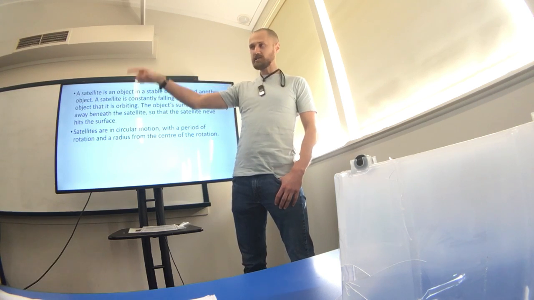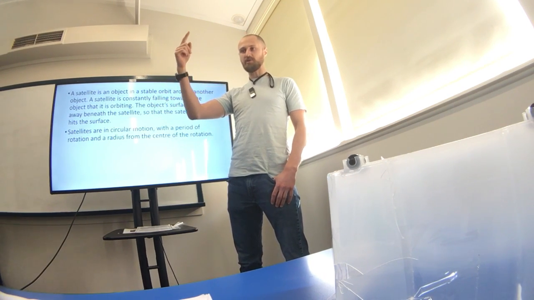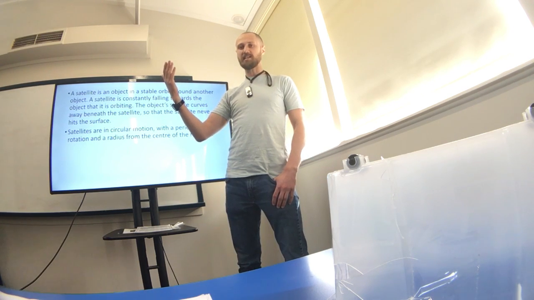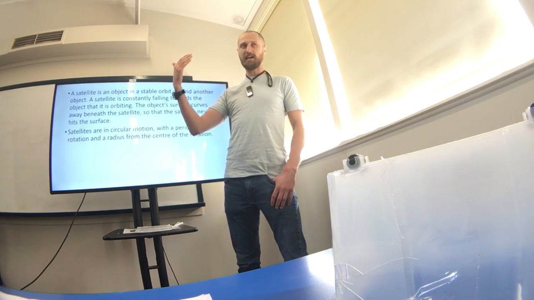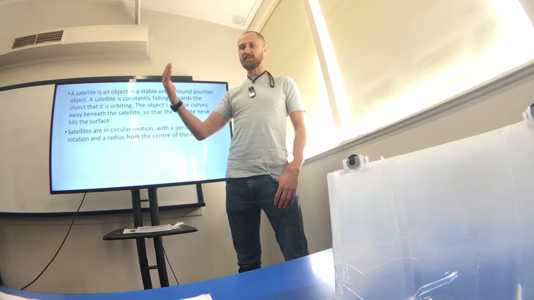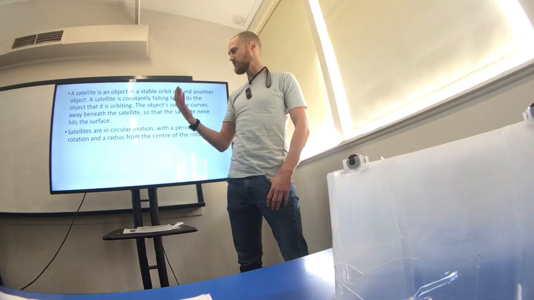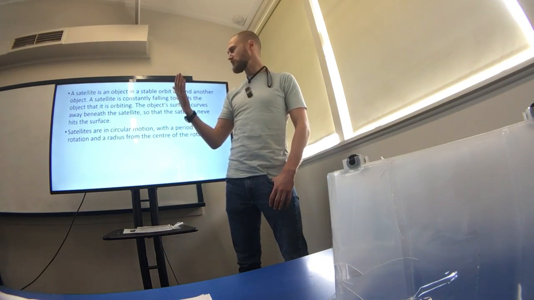So in theory, it can just keep orbiting around whatever it's orbiting, the Earth, for as long as it wants, just because there's nothing slowing it down. It's constantly falling at a speed that's fast enough to stop it hitting the surface. Because there's no air resistance, it's just going to keep going. It's not going to need any boosts or anything because there's nothing to resist its motion.